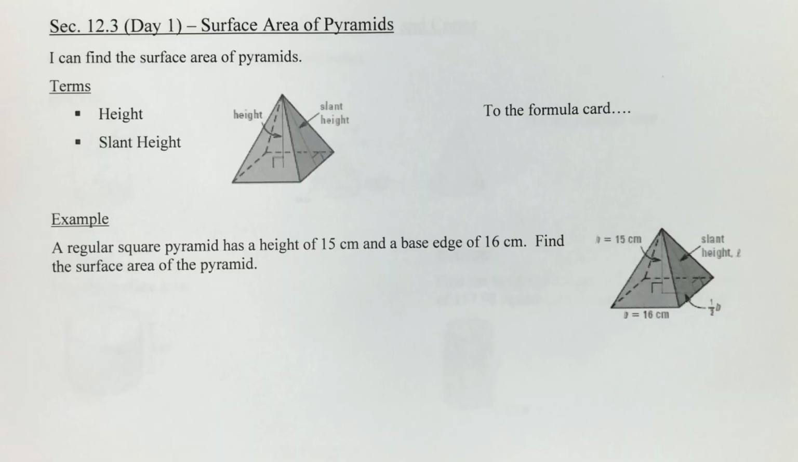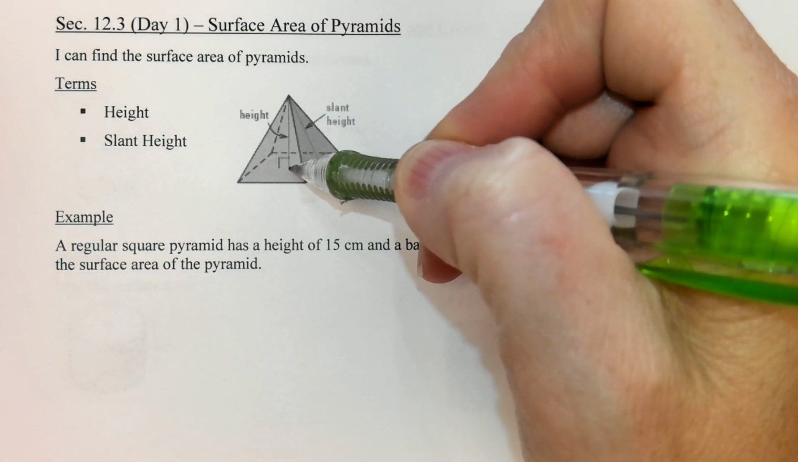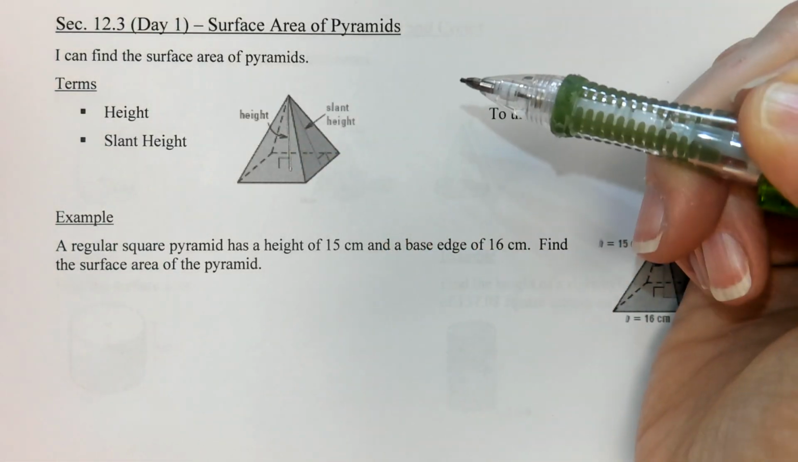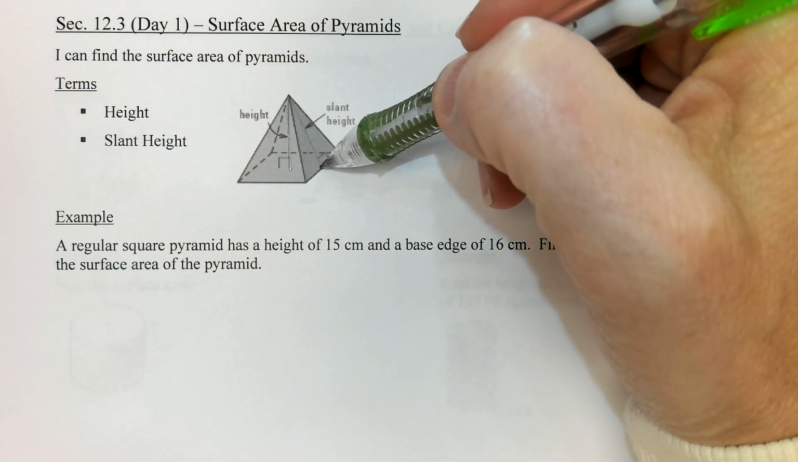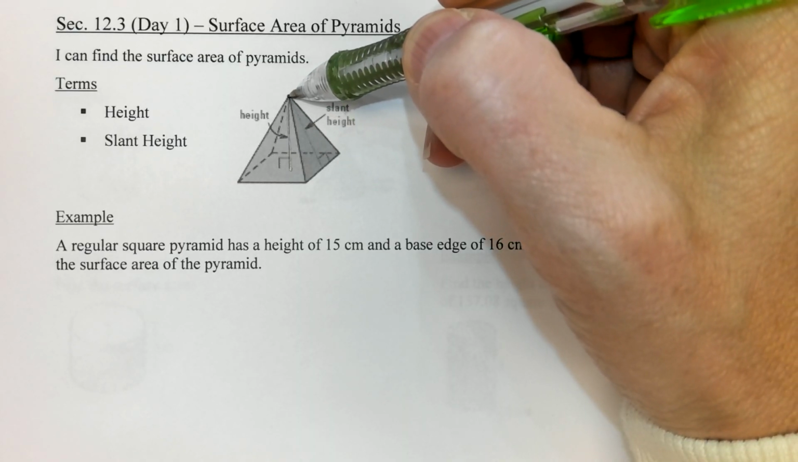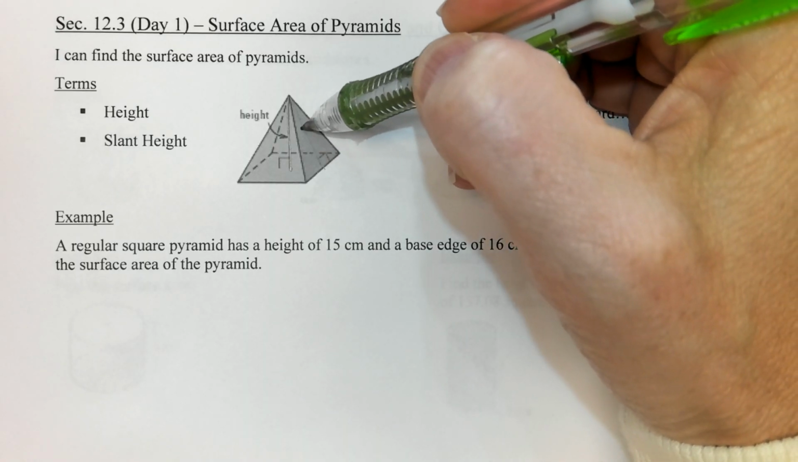They have two different types of height. They have a height that is straight up the center of the bottom of the pyramid, straight to the top. That is what we just call height. Then we have a height that follows the outside edge or the outside face of this pyramid, and that is called the slant height because it is at a slant.